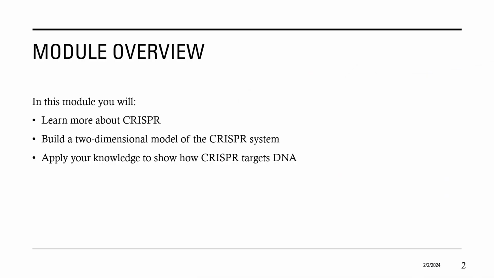CRISPR-Cas9, commonly referred to as just CRISPR, is often mentioned in the news for its potential to treat genetic diseases. In this activity, you will explore and learn about this biotechnology tool by building a two-dimensional paper model of the CRISPR system. You will then apply your knowledge of complementary base pairing to model how CRISPR targets specific DNA sequences.